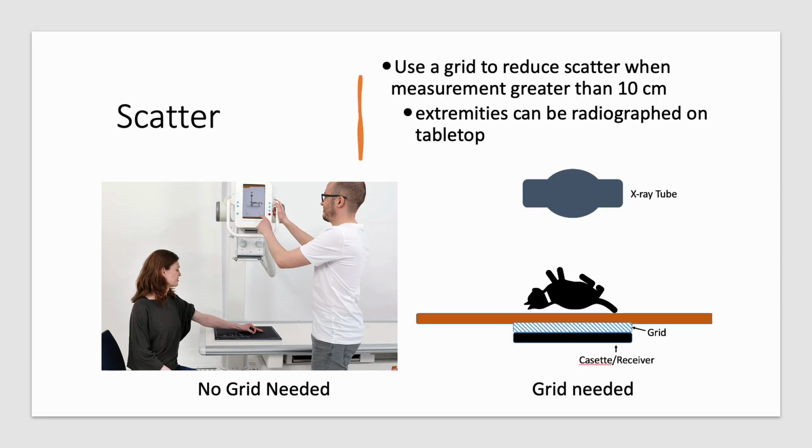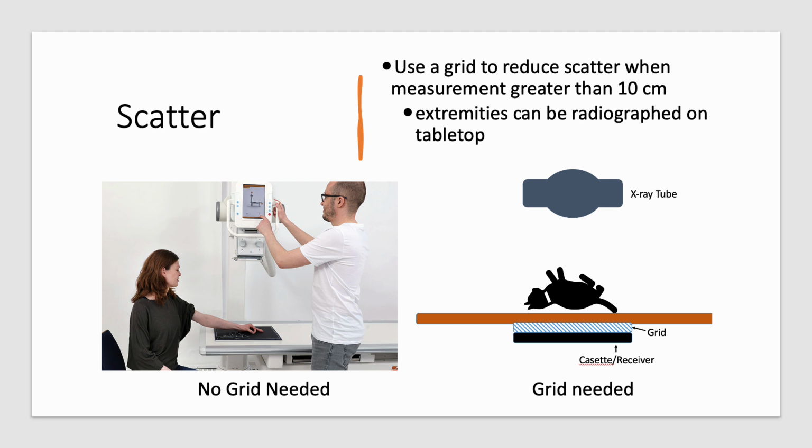Now, we don't want the scatter to mess with our image. We want to take a really high quality x-ray picture, and the scatter can sometimes bounce around and affect what our image looks like as well. So the solution is that we have this grid, and usually the grid is underneath the table, but between the cassette or the receiver, and it reduces the scatter from hitting the film. And these are used even when we have a digital receiver. We still have a grid to reduce the scatter.